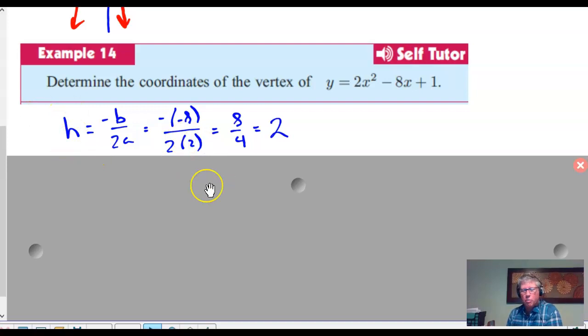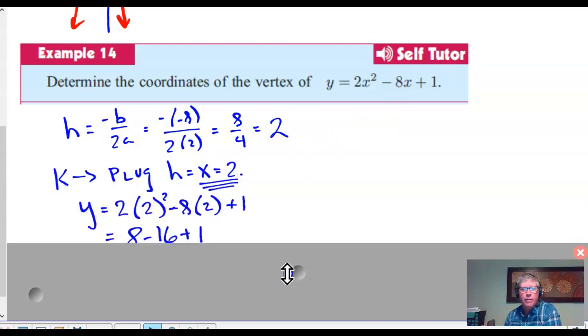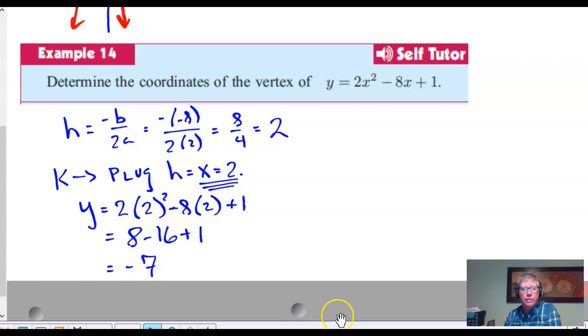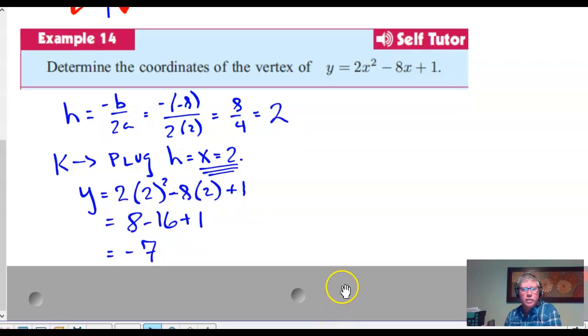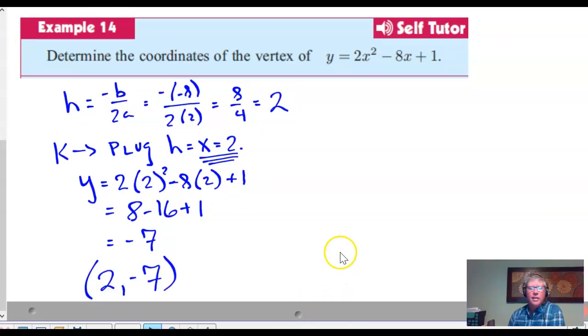So, you know, the more you can work back and forth, -b over 2a, certainly that. Plug it in, you get +2. So how do you find the y value? Just plug that back in and evaluate. I got -7. So the coordinates of the vertex are 2, -7.